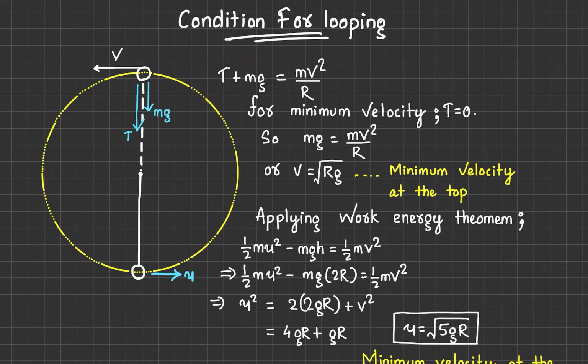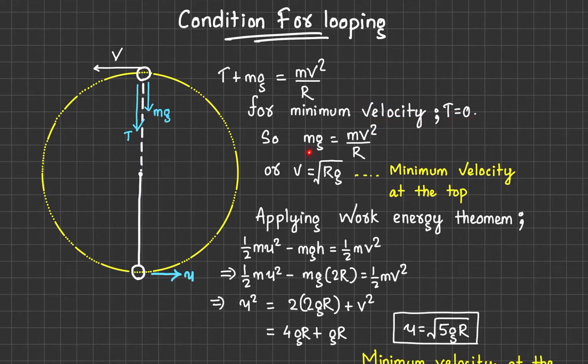So let's take the condition for V minimum. Let's take tension is 0. That means we are assuming that mg, the weight itself, is sufficient to provide the centripetal force. It does not need the help of tension. Only the weight, mg itself, is alone sufficient. It can provide the necessary centripetal force. The tension is not required to provide centripetal force. In that case, we can get the minimum possible v. So for minimum velocity, we are applying tension as 0.